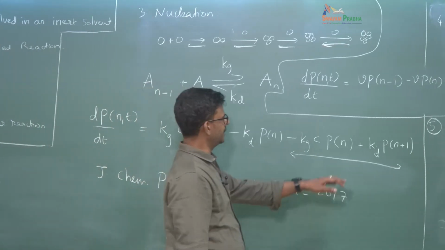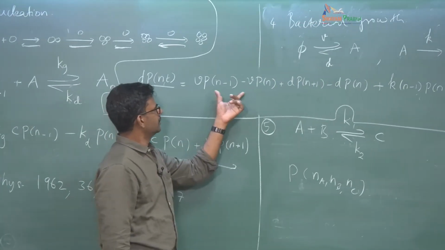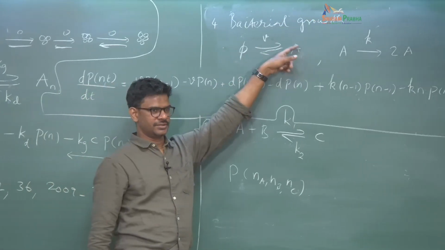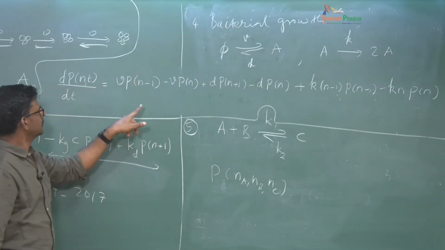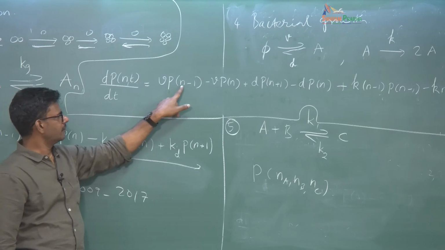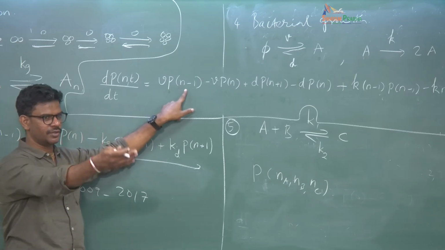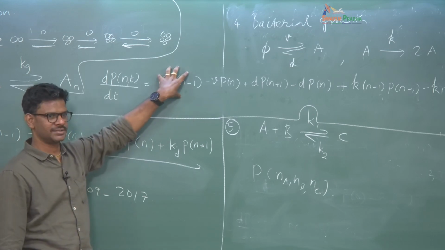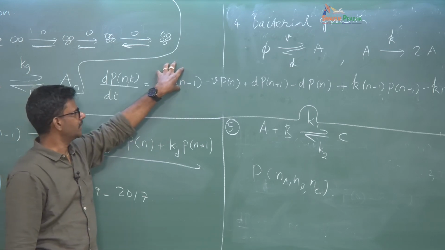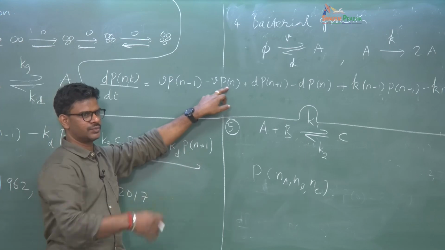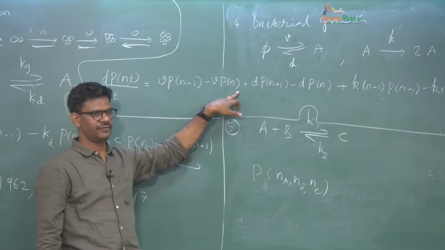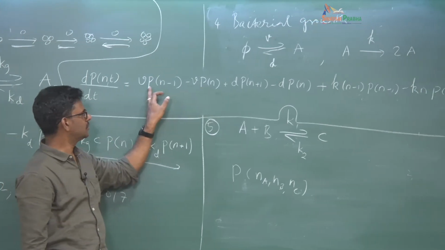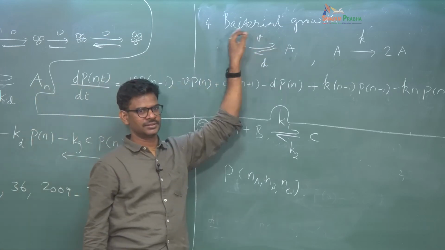You should get something like this, due to the forward reaction. When the state is n minus 1, the forward rate will make it go from n minus 1 to n. So that is a positive quantity. When the current state is at n, any forward reaction will take it away. So minus V P of n. So this takes care of the forward reaction.